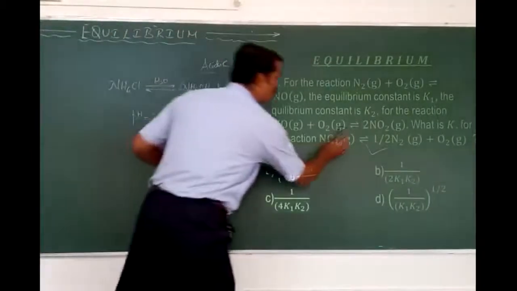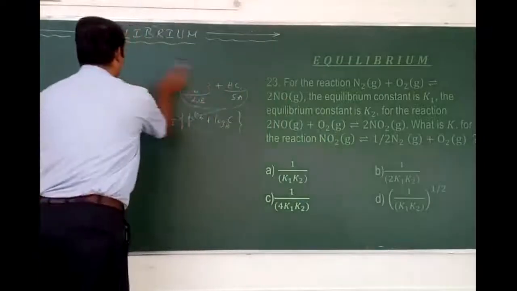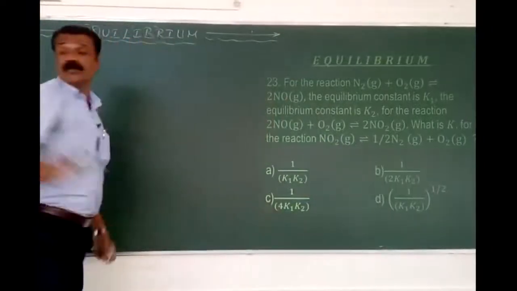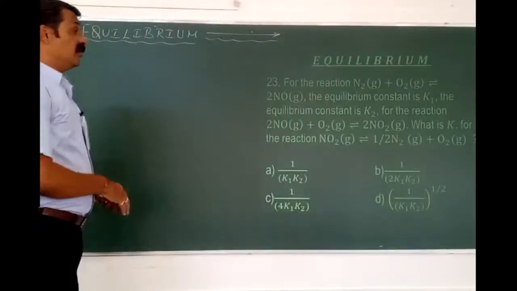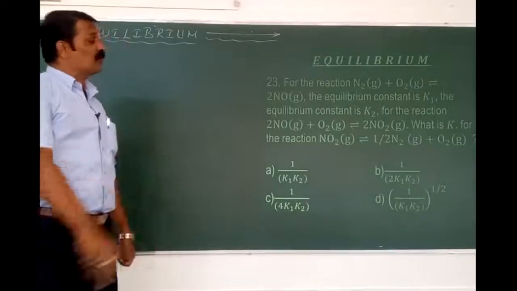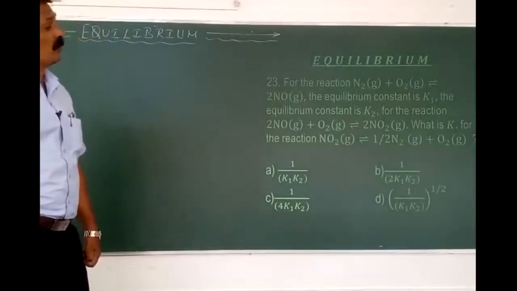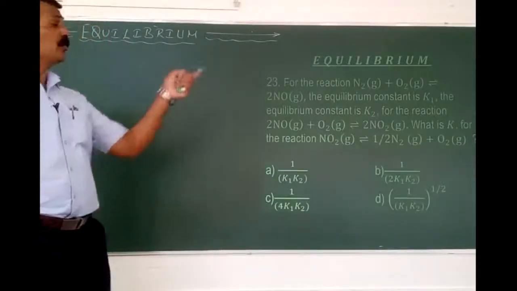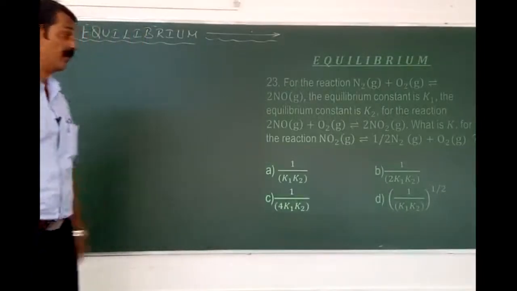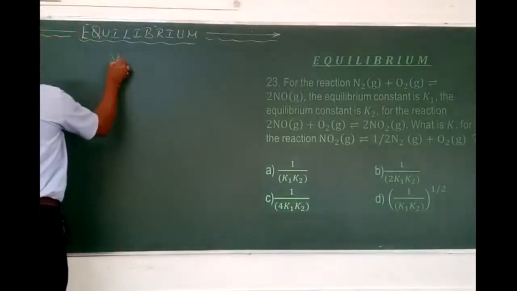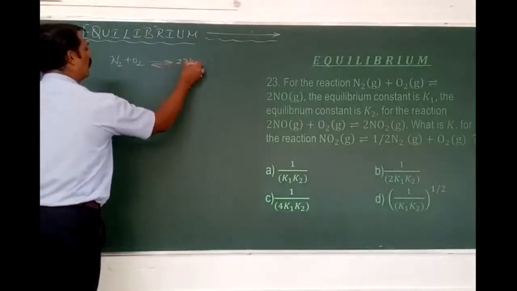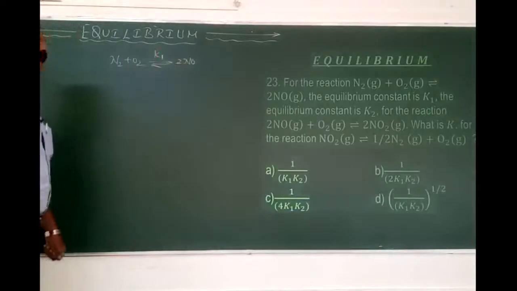For the reaction N2 plus O2 gives rise to 2NO, the equilibrium constant is K1. Then the equilibrium constant is K2 for the reaction 2NO plus O2 gives rise to 2NO2. Then what is K for the reaction NO2 gives rise to half N2 plus half O2? Sorry, O2 only. Okay. Let's have N2 plus O2 gives rise to 2NO. Here this is K1.